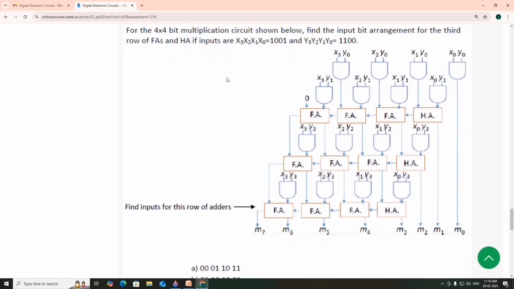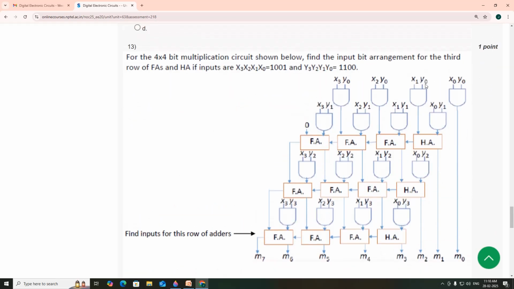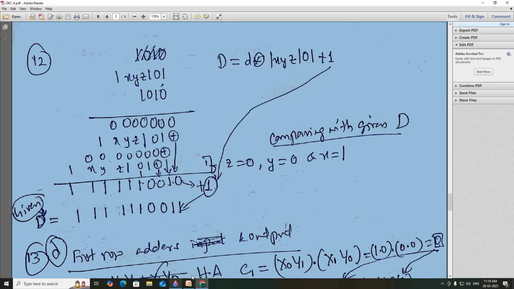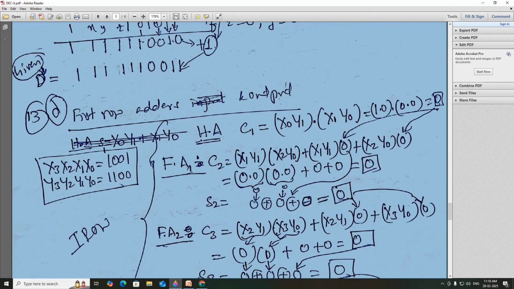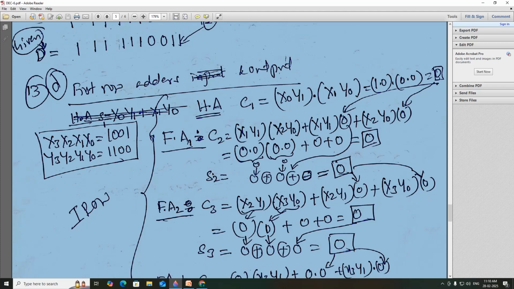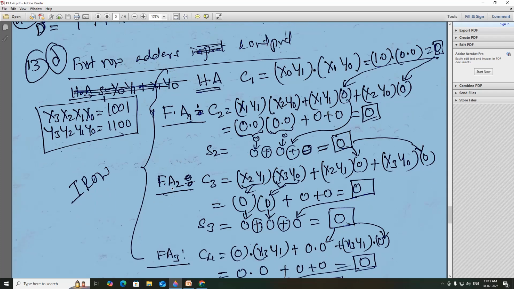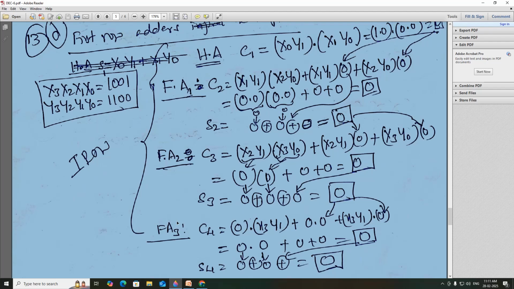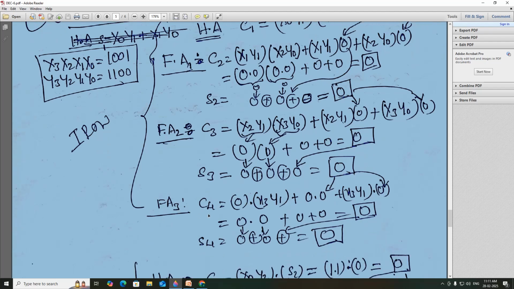The 13th is a very tedious problem. I have solved the 13th one here. What I am trying to do is, x3, x2, x1, x0 are given, y3, y2, y1, y0 are given, and for the half adder we need to find only the carry, which is 0. For the full adder we need to find the carry, which is also 0, and also the sum of the first full adder. Similarly we have to find the carry as well as the sum for full adder 2, and for the third full adder.